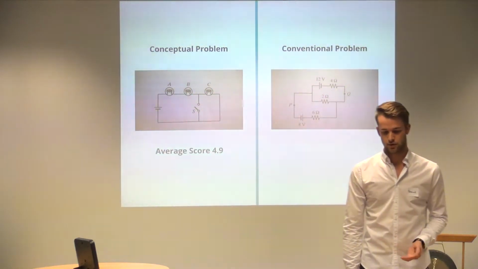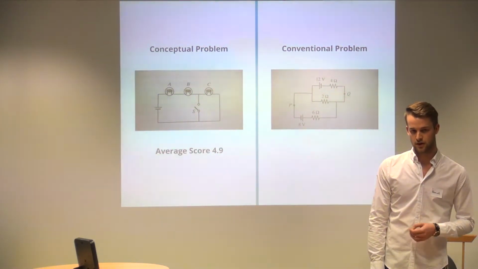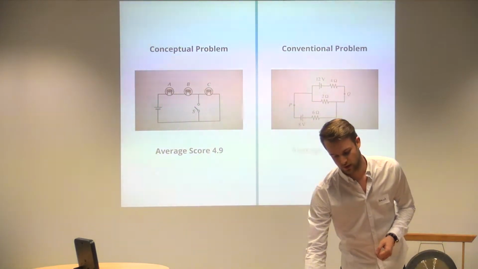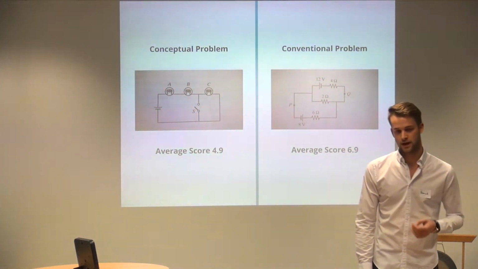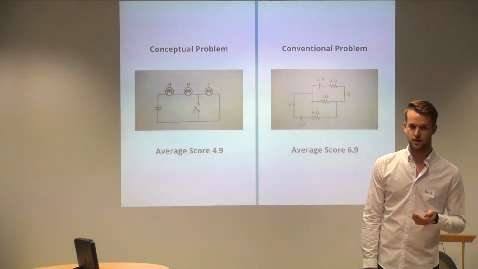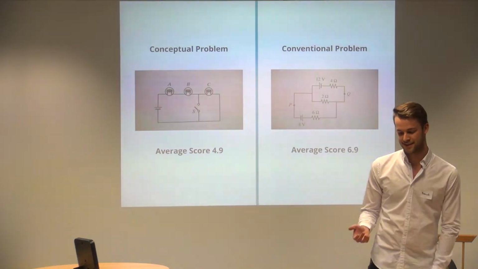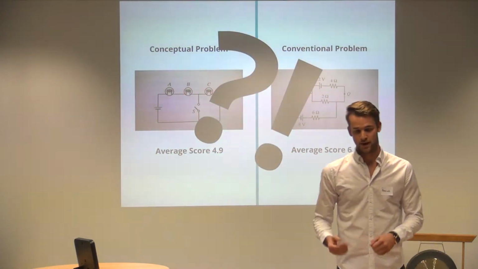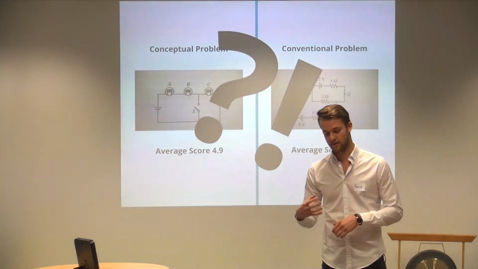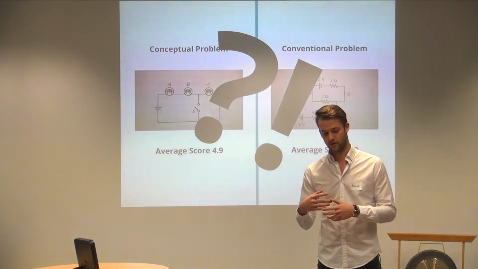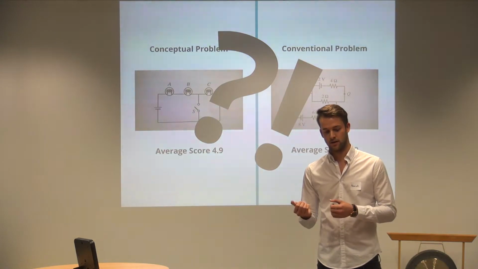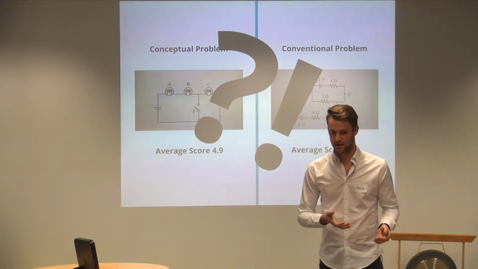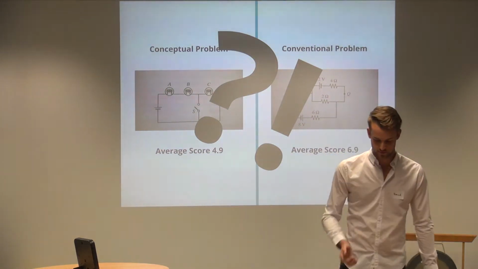And on the conceptual question, students scored an average of 4.9 points. On the conventional question, they actually scored 6.9 points. So what this essentially says is they are doing better. They can calculate on these physical topics, but they really don't understand the concept behind this.